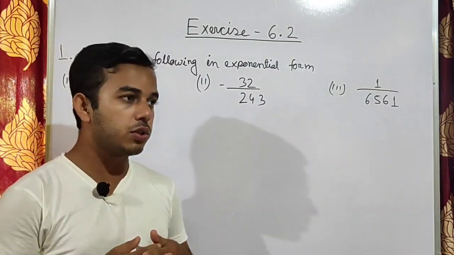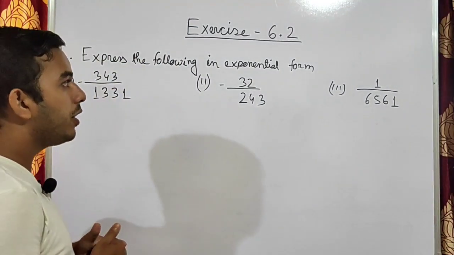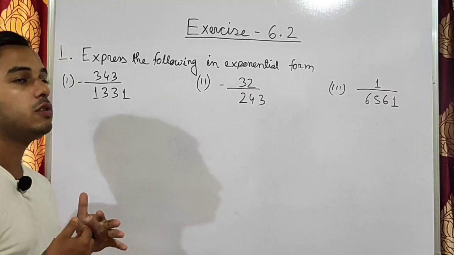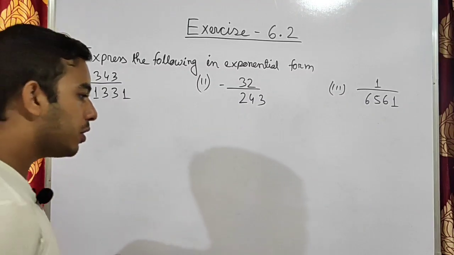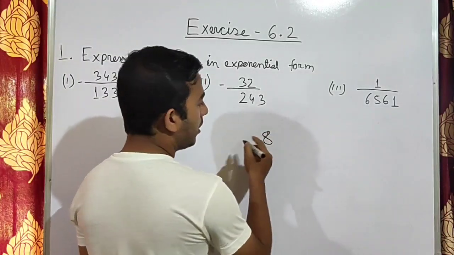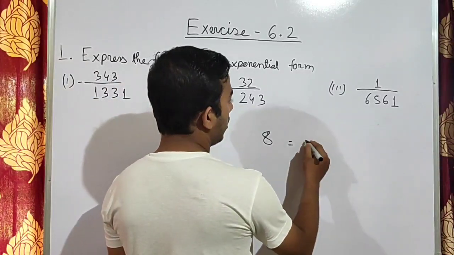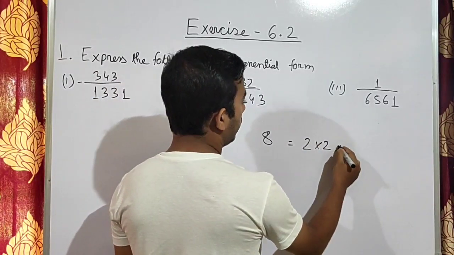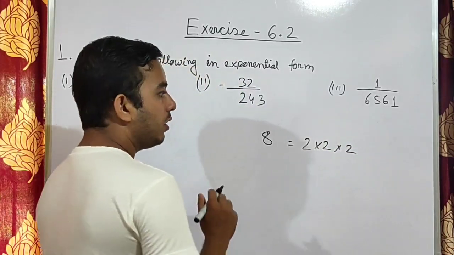Here our first question of exercise 6.2 is: express the following in exponential form. Before that, let us recall what exponential form was. For example, 8. Now we can write 8 like this also, right? 2 into 2 into 2. 2 into 2 is 4, 4 into 2 is 8. Clear?